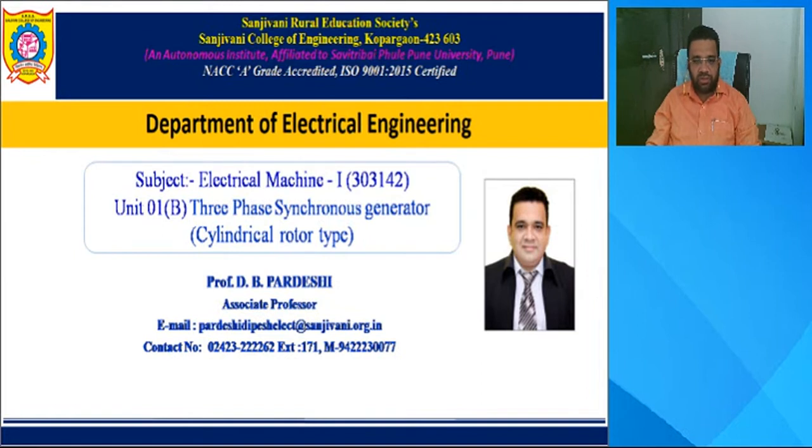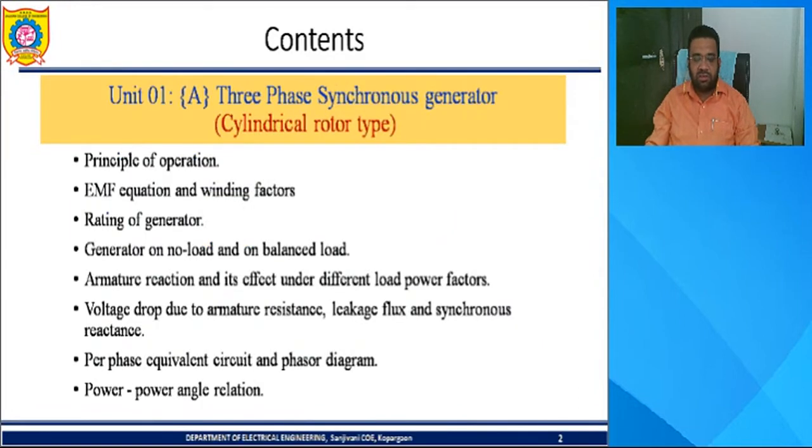Today we are going to see the topic under the subject electrical machines, three-phase synchronous generator. A three-phase synchronous generator has two types. One is the salient pole type of rotor and another is called the non-salient pole type. In the last few slides we have seen exactly what the difference is between salient pole and non-salient pole type.